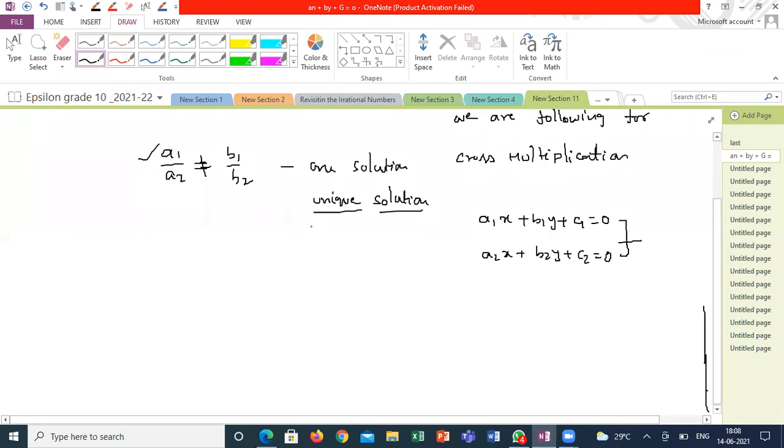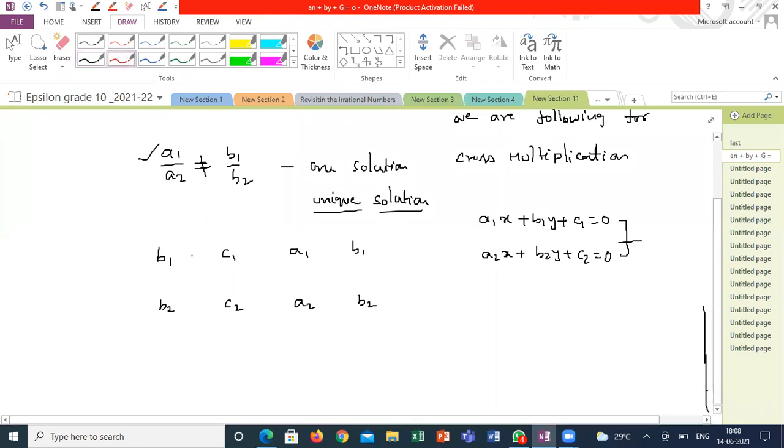So now once you have written the equations in the standard form, bring the y coefficients here. Write like this: b1, b2. After that, write the constants c1, c2. The signs are important. Next is the x coefficients a1, a2. Again, write the y coefficients b1, b2. Guys, are you clear what I am saying?